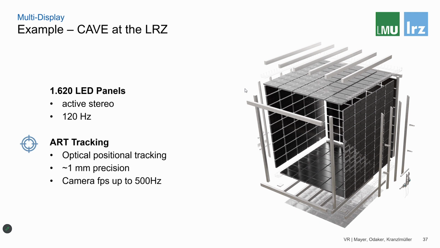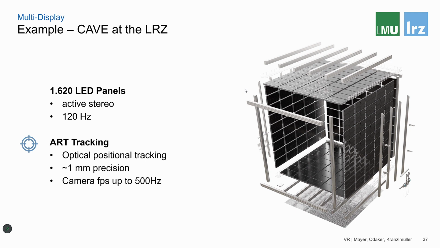The cave also has an ART tracking system, but since it's brand new, it's a lot newer than the one we have in the Powerwall. The Powerwall was a 2nd-gen system. The new cave has a 6th-gen system. It's again an ART optical tracking system. It has around the same precision as the Powerwall system, maybe a bit better, but in this range it doesn't really matter anymore. The big advantage of the new cave is that the cameras can record up to 500 frames per second. So the tracking is done a lot faster than with the Powerwall system that we have had for a decade now.